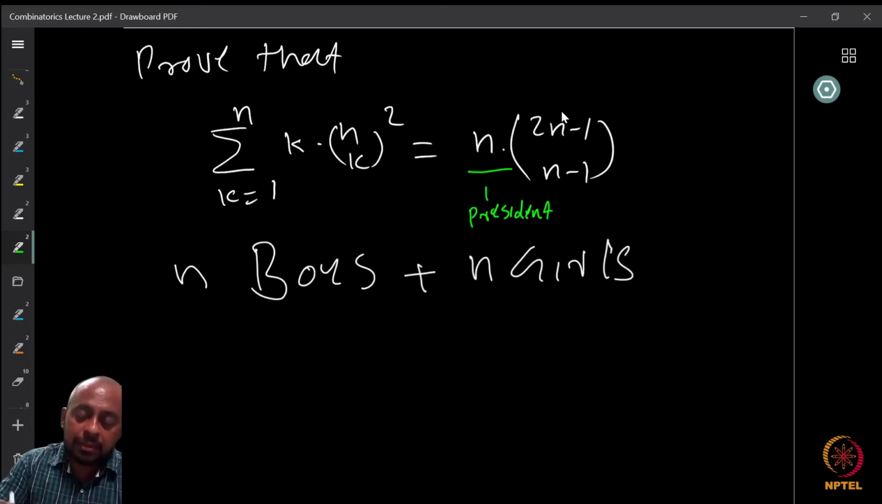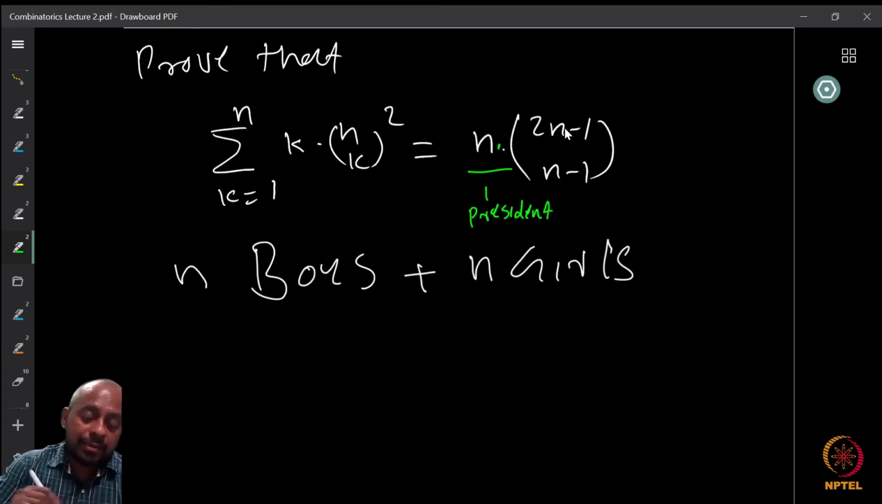So you select these members in 2n minus 1 choose n minus 1 possible ways, and since the choices of the president and the remaining n minus 1 members were independent, we could multiply them. So I get n times 2n minus 1 choose n minus 1. Now the claim is that the left-hand side counts precisely the same thing.